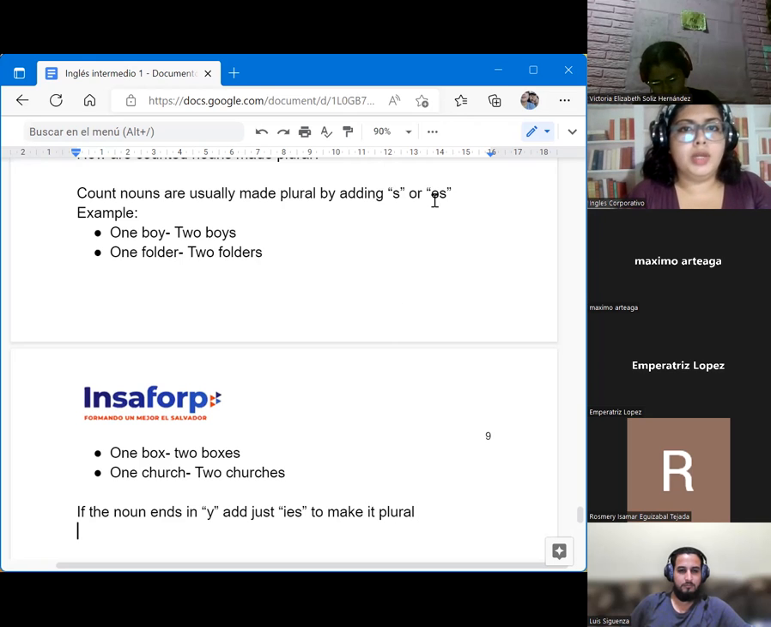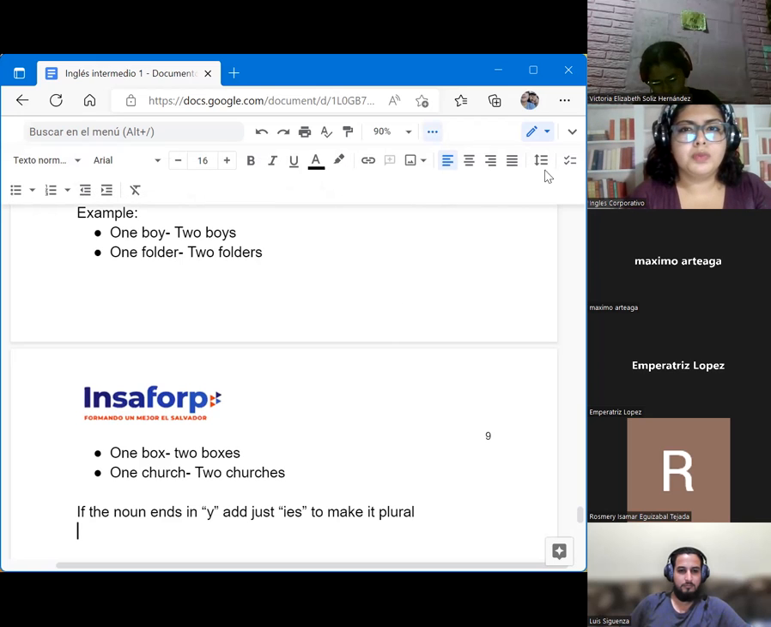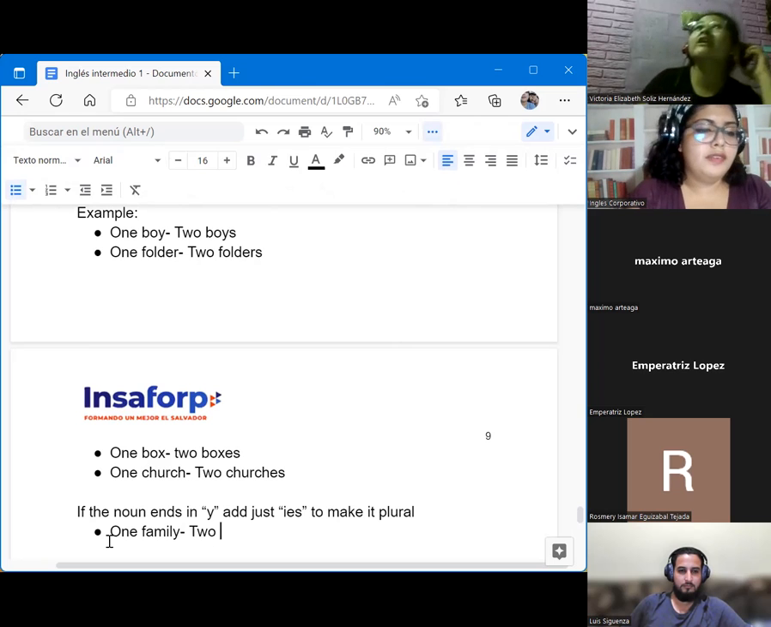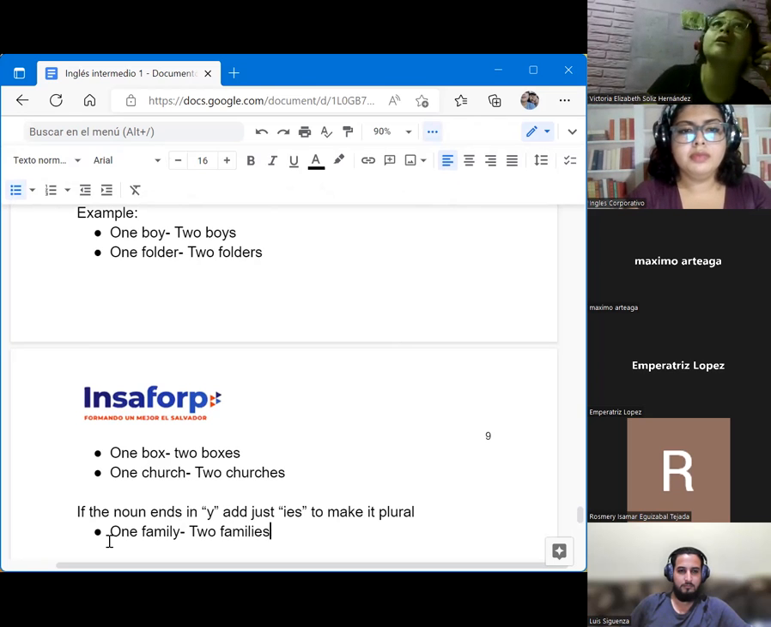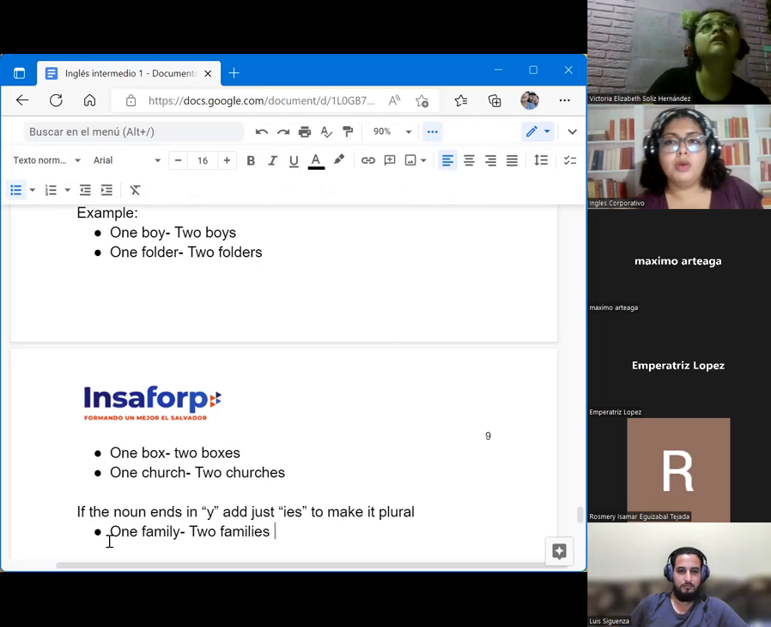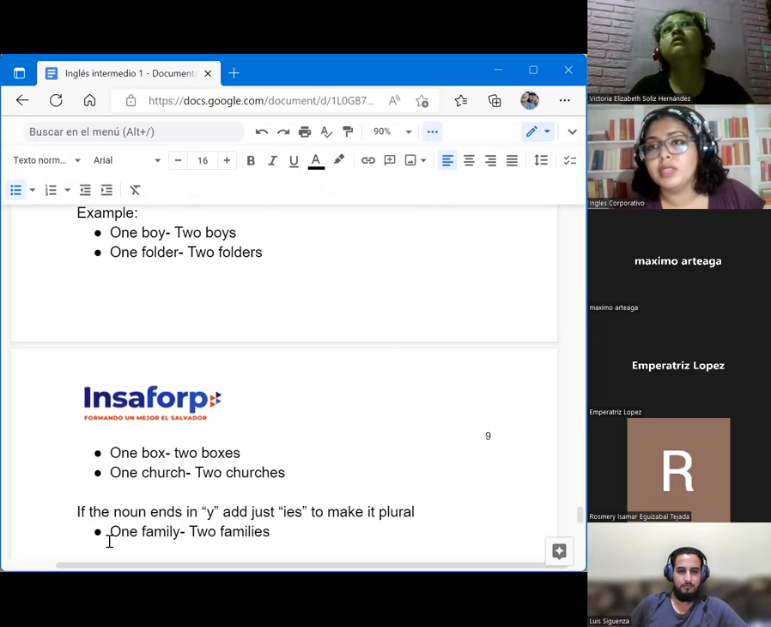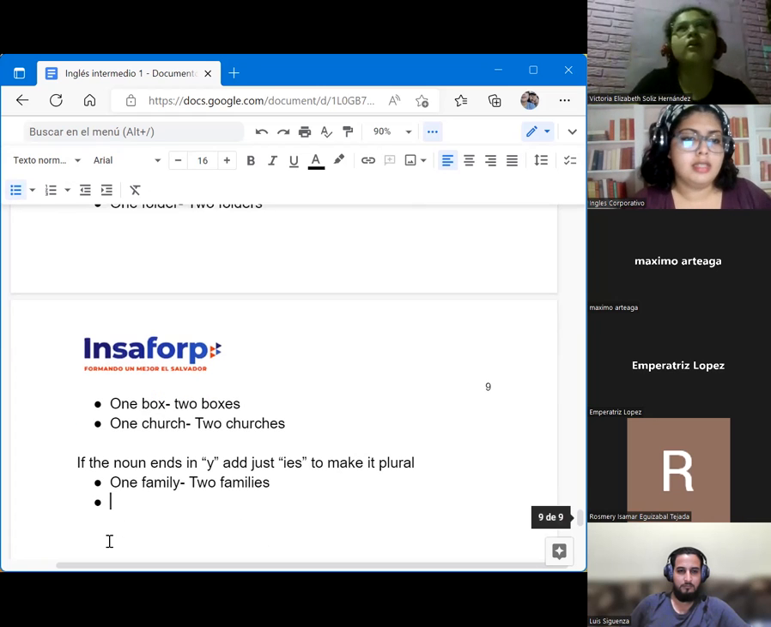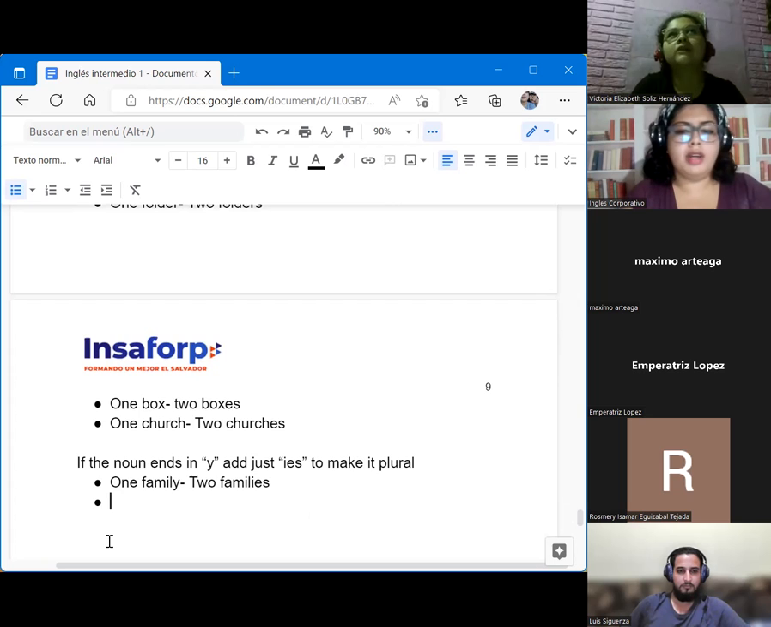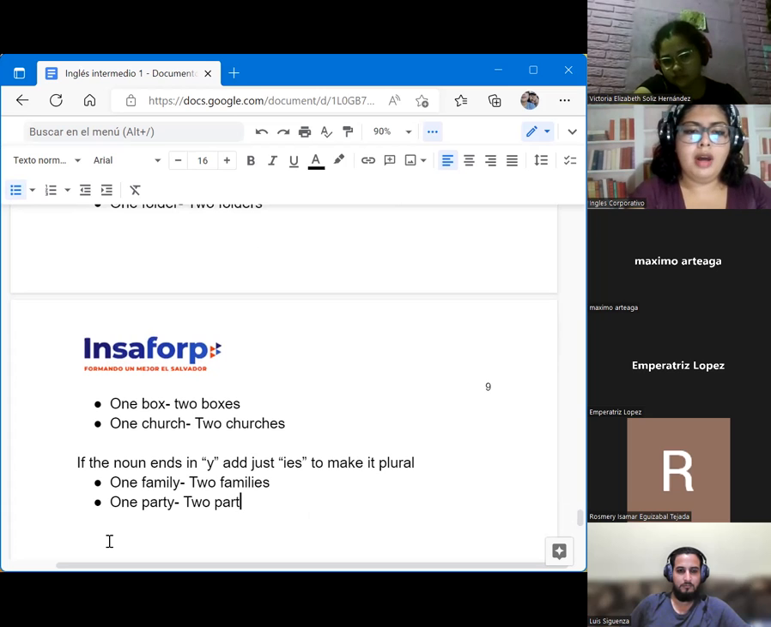And in this case, we have two examples. Example number one, one family. One family, and we change to families. Lo cambiamos. Cambiamos la Y por una IES y lo convertimos en plural in that case. And the other example is one party, two parties. Simple like that.